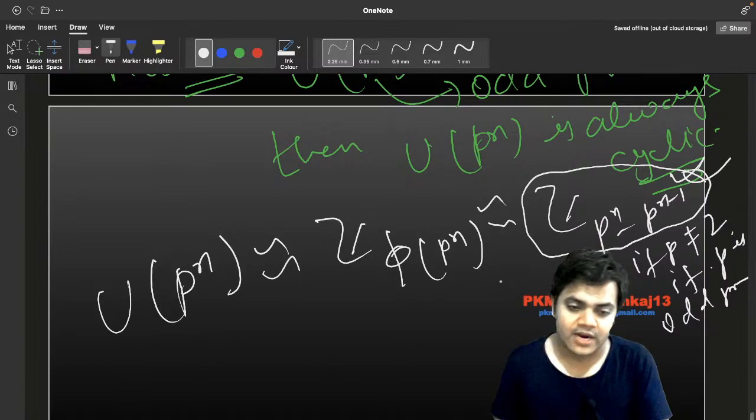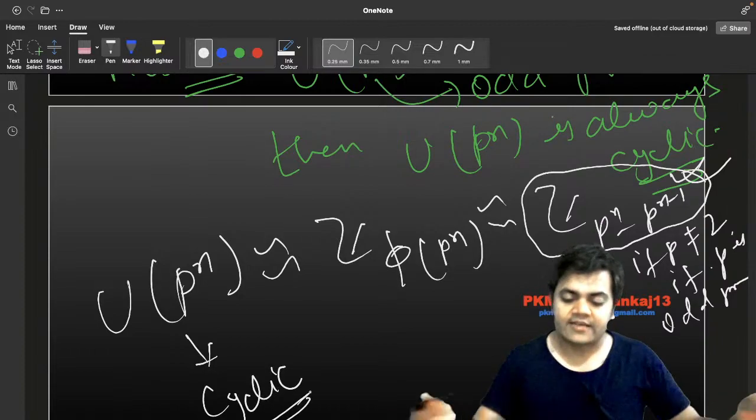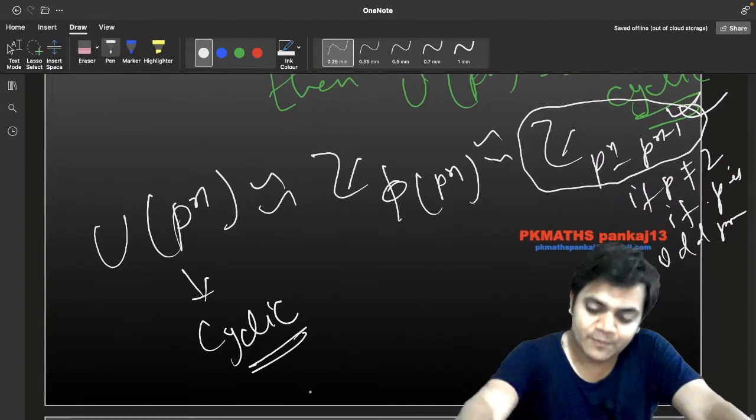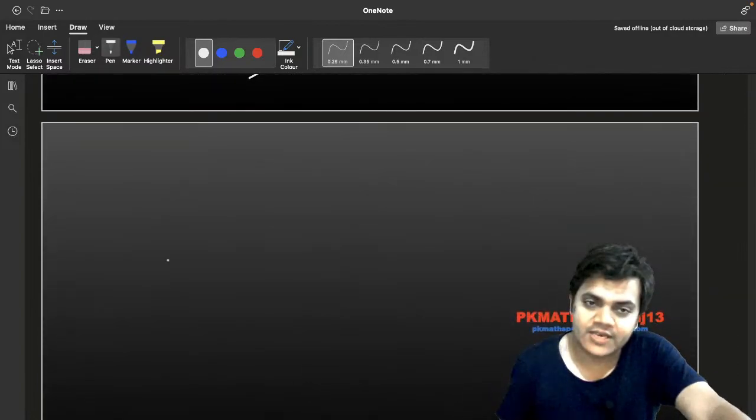So we will not have any hesitation to say certainly this is cyclic. This U(p^n) is cyclic. So now we are interested in some product of groups, and it will be very interesting to see.